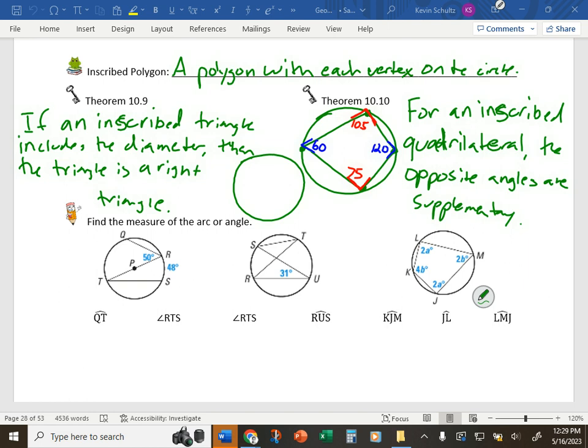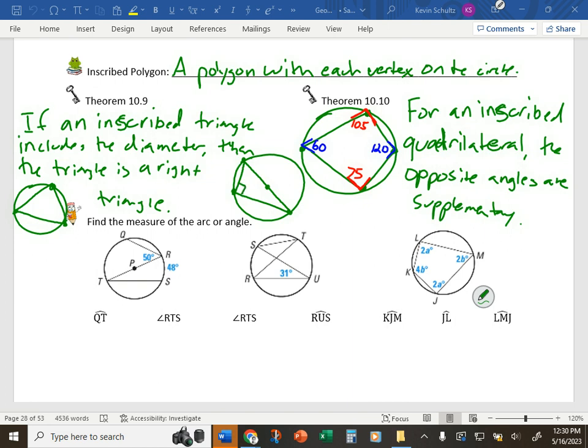So here's our circle. You can have a number of different inscribed triangles, right? Like we can have an inscribed triangle that looks like this. That's an inscribed triangle because it's got its points on the circle. However, if a side of the triangle is the diameter, then no matter how else it's positioned, it has to be a right triangle. No matter how the other two sides go, it has to be a right triangle.